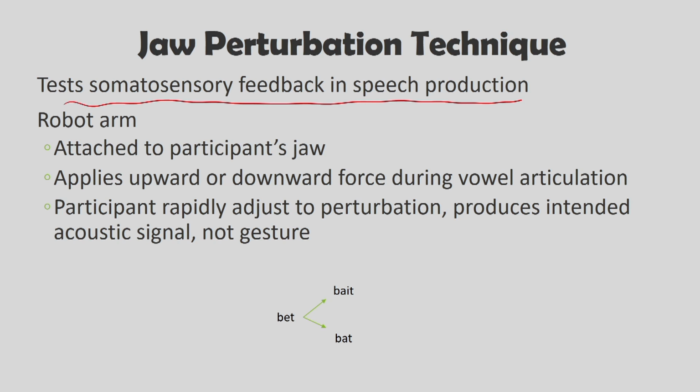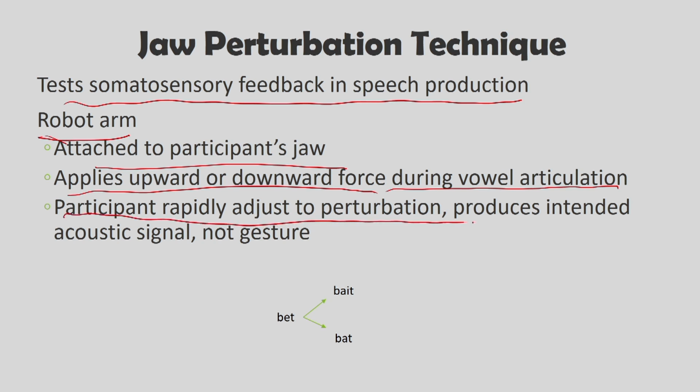So, what do we do? We attach a robotic arm to the participant's jaw. The participant is asked to produce speech and a robotic arm is attached to the lower jaw, because that's the one which makes the movement. The robotic arm applies upward or downward force during vowel articulation. So, when somebody is producing a vowel, the robotic arm is applying an upward or downward force. Now, participants rapidly adjust to the perturbation to produce the intended acoustic signal, not gestures.